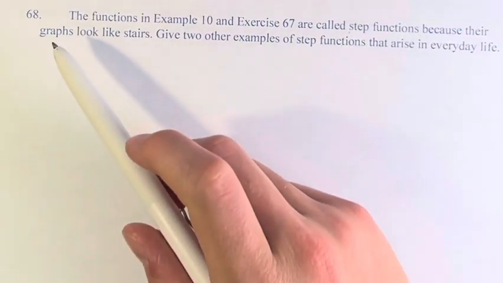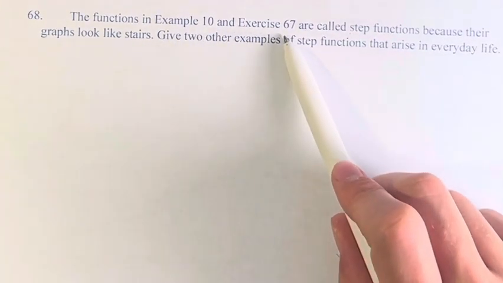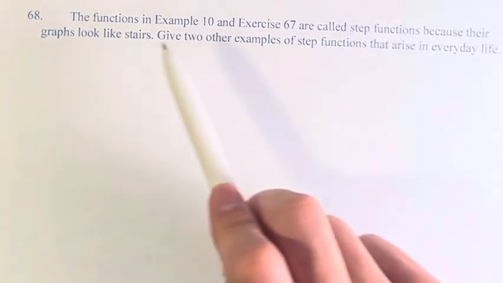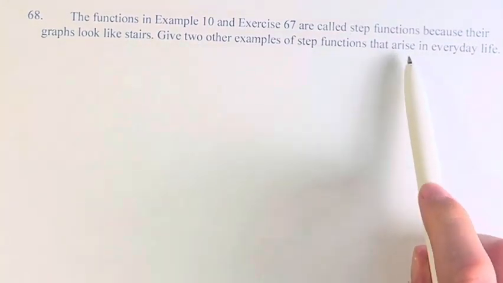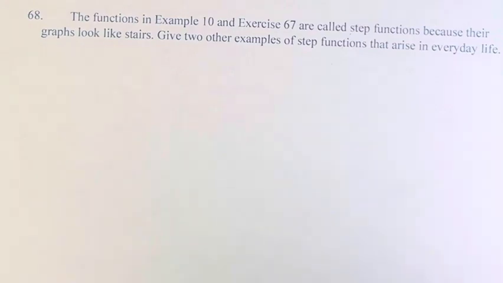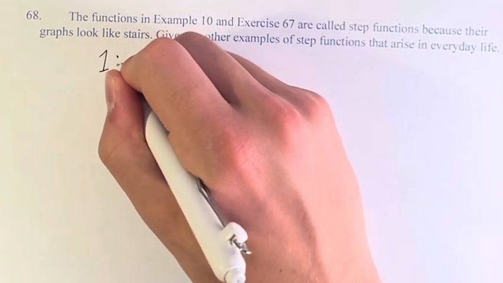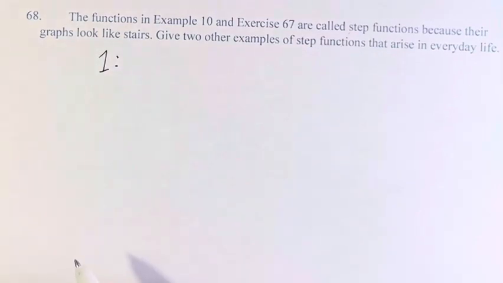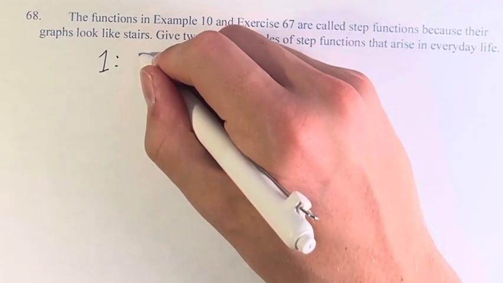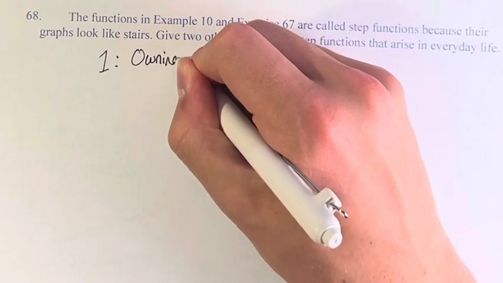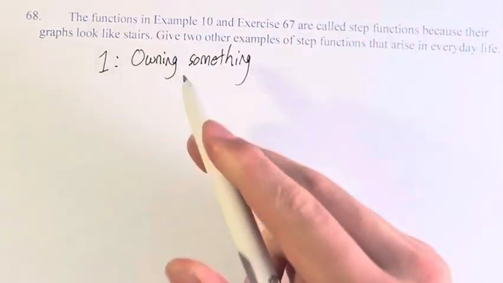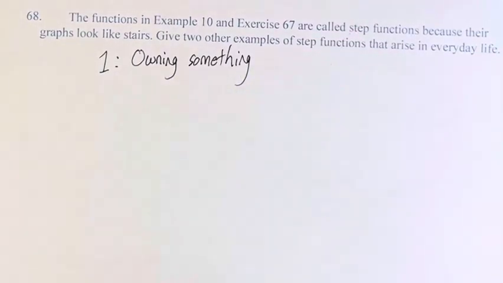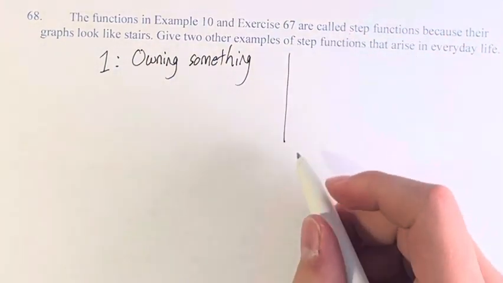In this problem, we're told that the functions in example 10 and exercise 67 are called step functions because their graphs look like stairs. We're asked to give two other examples of step functions that arise in everyday life. So the basic example of a step function is the ownership or having something. It doesn't matter what that object is. Owning a number of things is necessarily a step function because you can only own integer amounts.